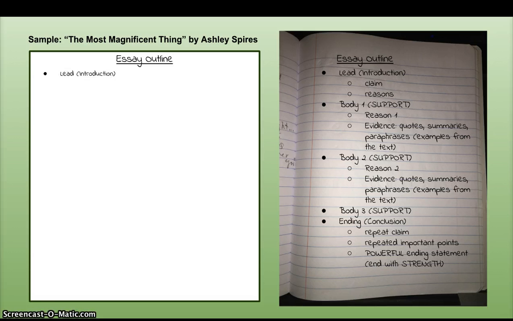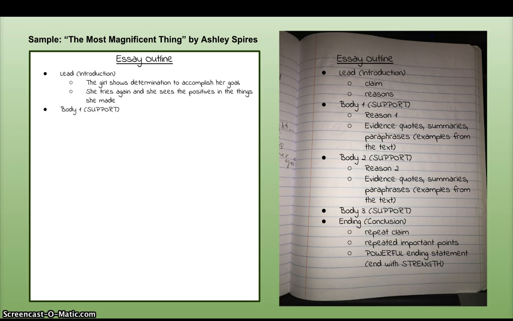I start with the lead, the introduction. Here's the claim you've heard from me before. The girl shows determination to accomplish her goal. And then I had a couple of reasons to prove I'm a smarty pants and I know what I'm talking about. These are the 2 reasons. She tries again, and she sees the positives in the things she's made. So that's my lead. That's my introduction.